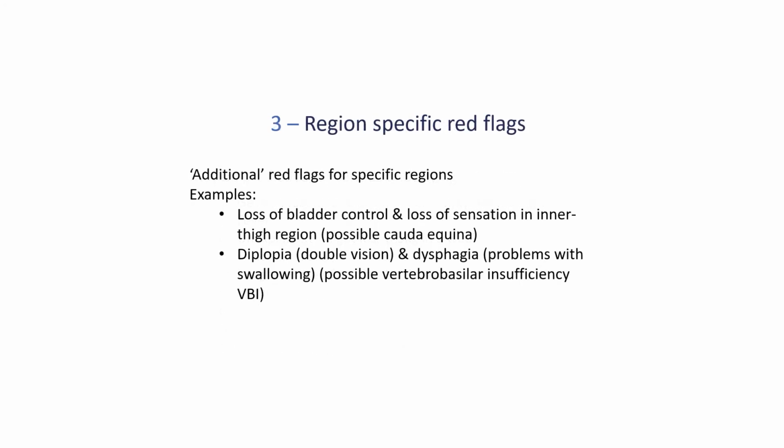3. Region-specific red flags. The general red flags apply to every region. However, there are some regions that have their own additional red flags. Well-known examples are loss of bladder control and loss of sensation in the inner thigh region for possible cauda equina syndrome, and diplopia, also known as double vision, and dysphagia, problems with swallowing, for possible vertebral-basilar insufficiency.